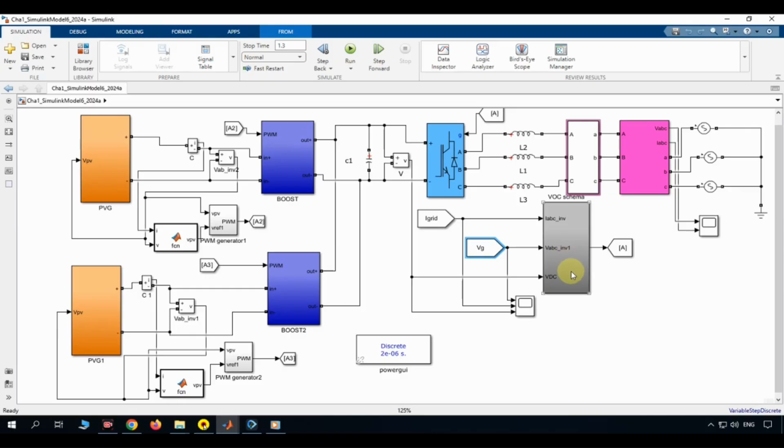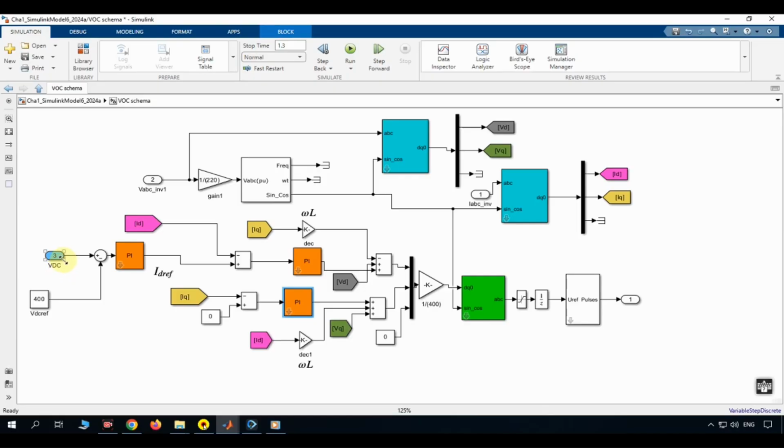Below the power stage, a gray subsystem gathers three key signals: the grid current, labeled I grid, the grid voltage, labeled VG, and the DC link voltage, labeled VDC. These three signals are sent to the VOC control system, which decides how the inverter should behave at every instant. Now let's look at how the VOC controller itself works, shown in the lower part of the diagram.